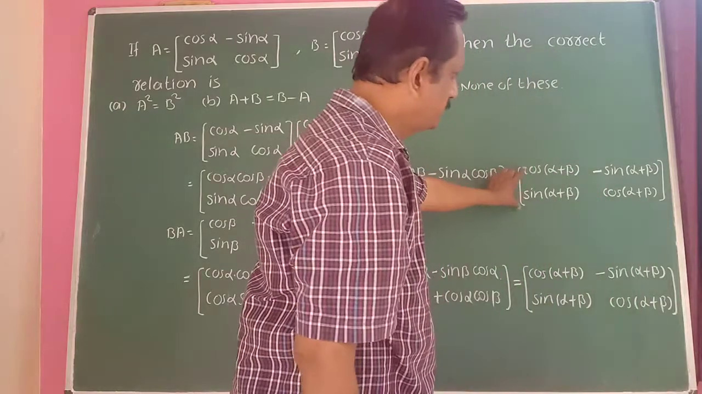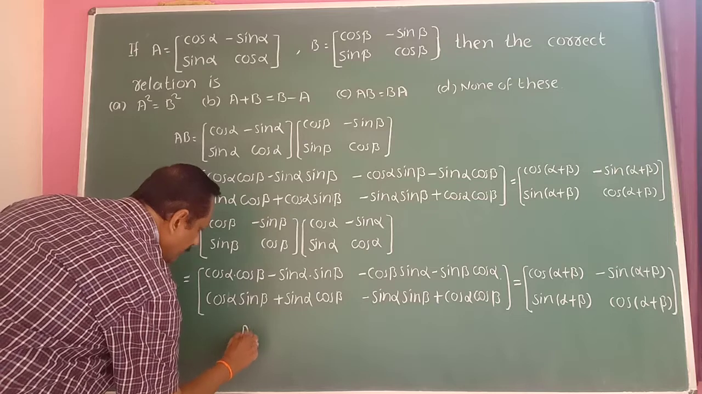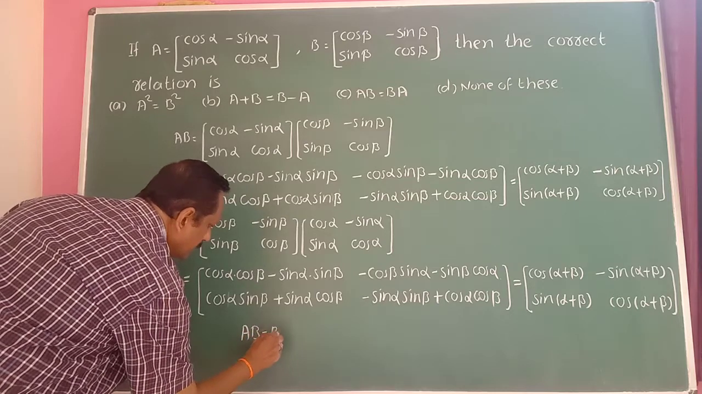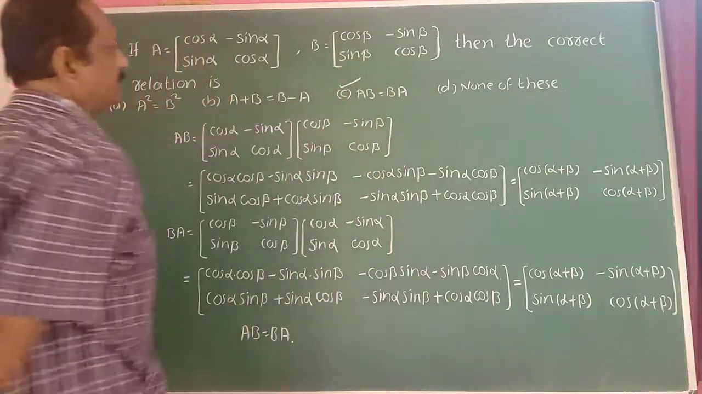Just observe here, these two are the same matrices. Yes, we can write here AB is equal to BA. Therefore, your third option is correct.